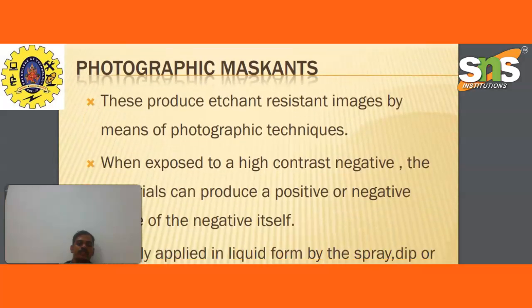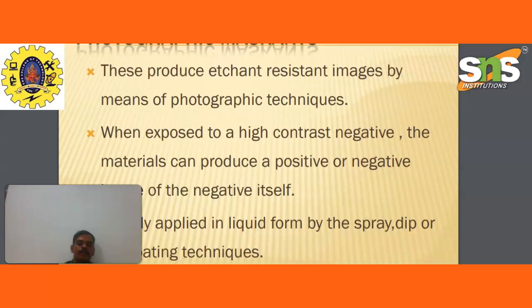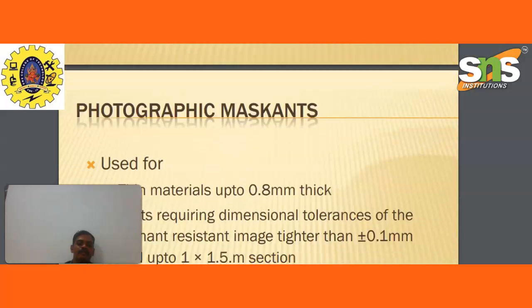Photographic maskants. These produce an etchant resistant image by means of photographic technique. When exposed to a high contrast negative, the material can produce a positive or negative image of the negative itself, usually applied in liquid form by spray, dip, or roll casting techniques.